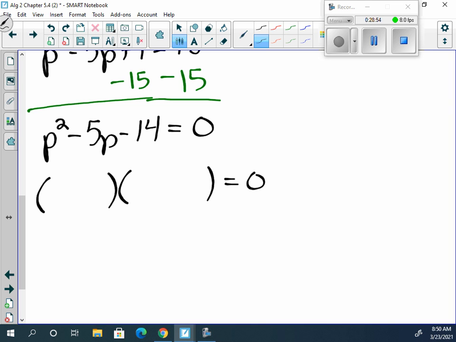Our signs, as we said, are going to be opposite. What are the factors of the first term? P and p. Now factors of 14 are going to be 2 and 7, with the 7 being negative. So it does factor. If you feel more comfortable with using the quadratic formula, use it. It will give you the same answers.